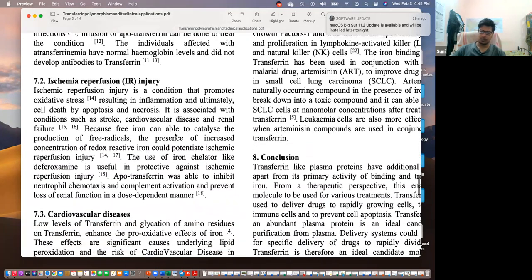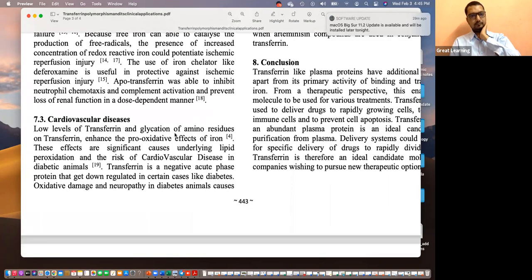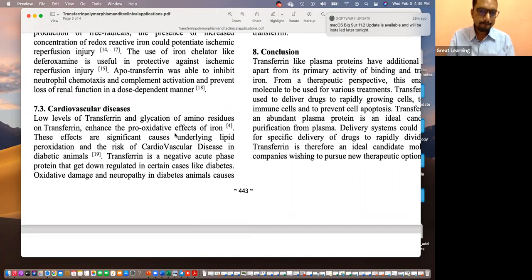Okay, and also cardiovascular diseases. With respect to some cardiovascular diseases, the transferrin level seems to also affect heart-related issues or problems. Its levels have some correlation to heart-related disorders or cardiovascular diseases.